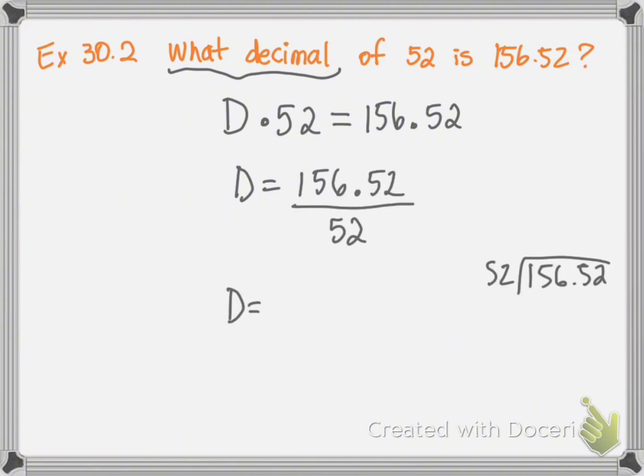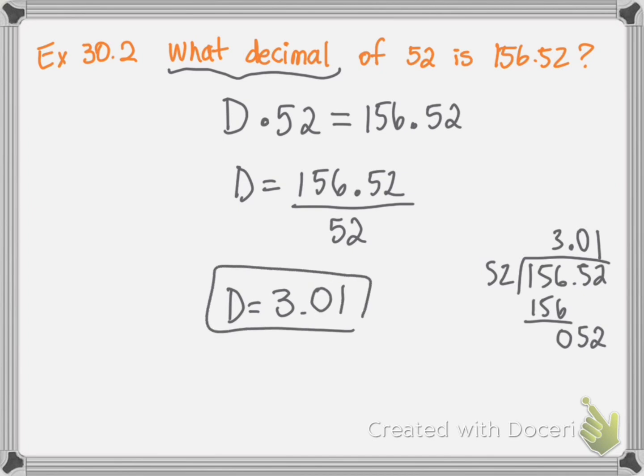When I divide these, I have to put the 52 on the outside because it's the one dividing, and I get 3. Now this is going to be 0. Now I bring down the decimal, and the 5 I bring down. I can't divide 5 by 52, so that's a 0. I bring down the other 2, and 52 divided by 52 is 1. So our decimal is going to be 3 and 100ths.